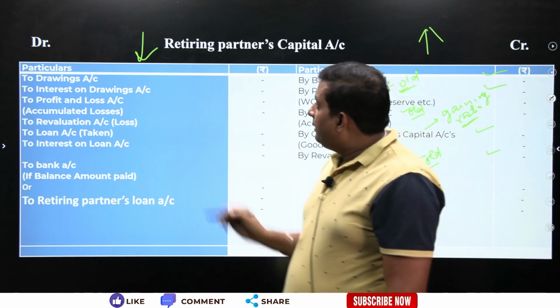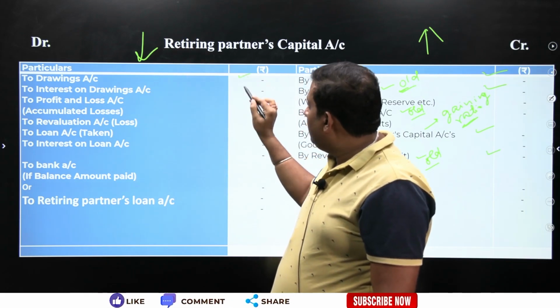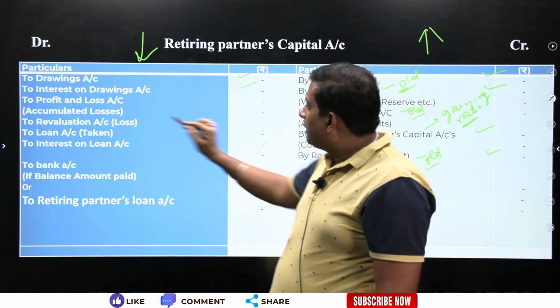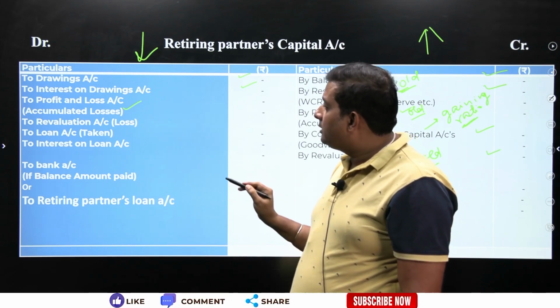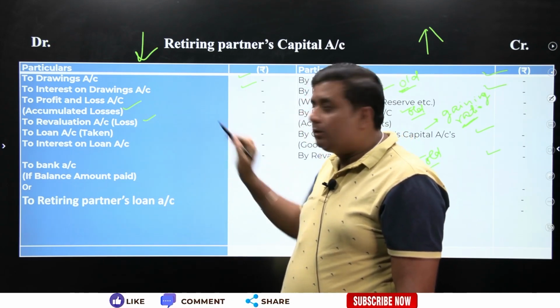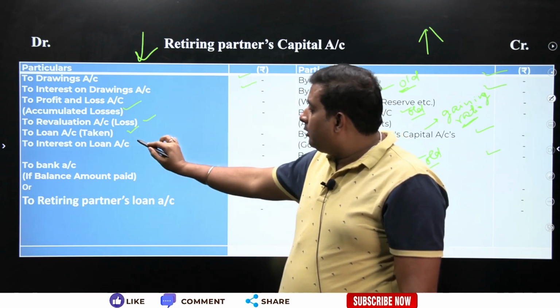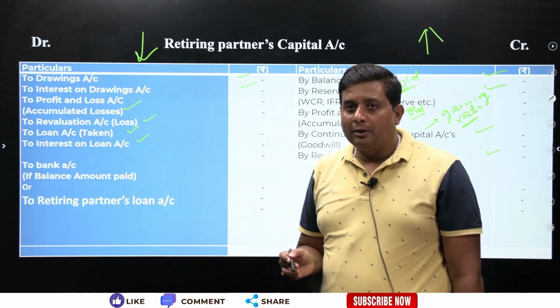Now on the debit side, because this side declines the partner's capital account, drawings have to be posted, interest on drawings if given, as I discussed earlier, charged to profit and loss account, and whatever accumulated losses we have are again distributed between the partners. Revaluation loss is again distributed between the partners. Loan, whatever loan taken, and interest on loan imposed on that has to be considered into the debit side of your partner's capital account.